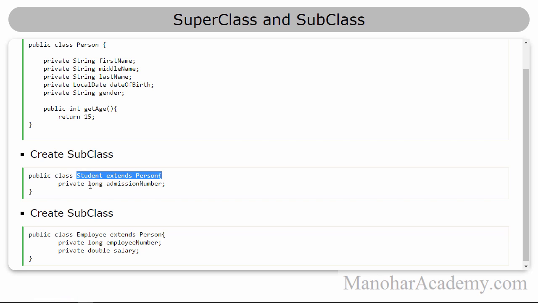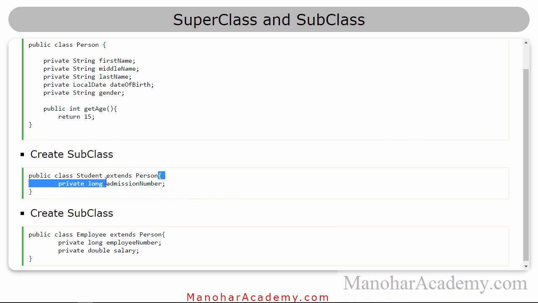But make sure that whenever you are extending a class, the particular statement is true. The statement is: student is a person. If that is not the case, you should not extend from the other class. So for inheritance to work, we need to make sure that the relationship between the classes is an is-a relationship. That is nothing but student is a person, employee is a person.